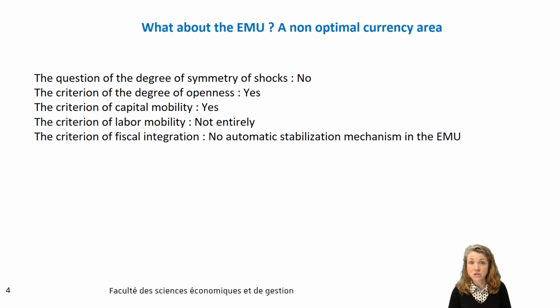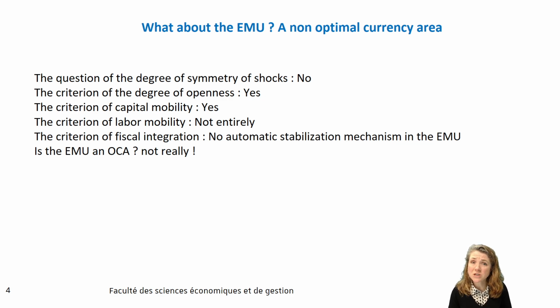Fiscal integration, as explained in another video: an EU budget exists, but this budget has no role in terms of stabilization. It means that till now, no automatic stabilization mechanism exists in the European Monetary Union, such as an insurance scheme or other mechanism like that.